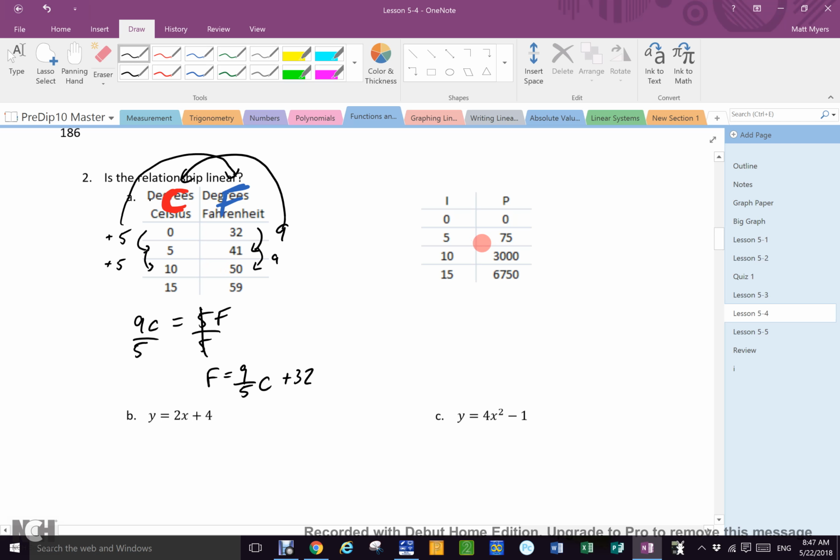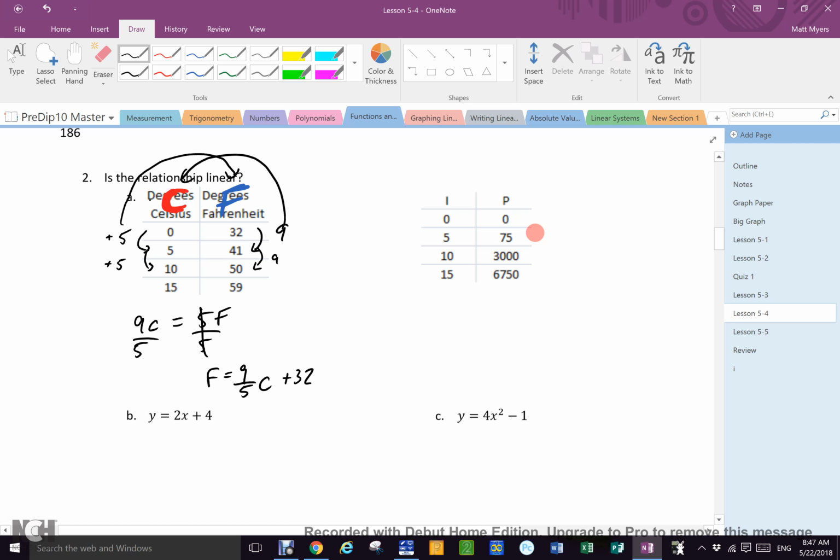What about this guy? Linear or not? What the heck is that? It is not linear. Why do you know that, Luke? Well, 75 to 3,000 seems like a lot. The rate of change is not constant. Let's use mathematical terminology, right? Luke, you're absolutely right. 75 to 3,000 is way too big a jump. But that's not math, right?